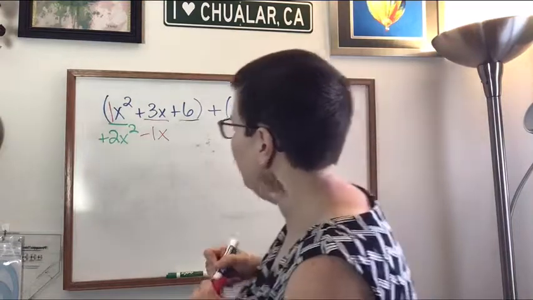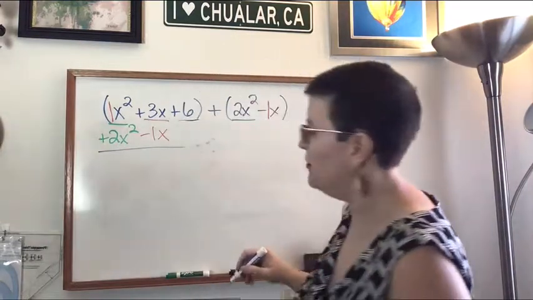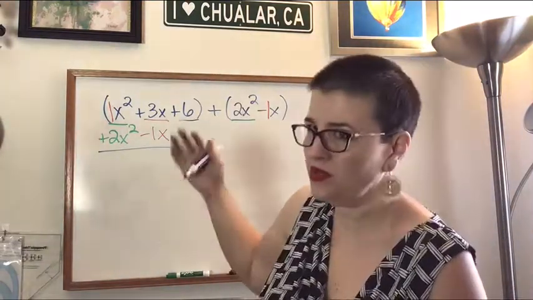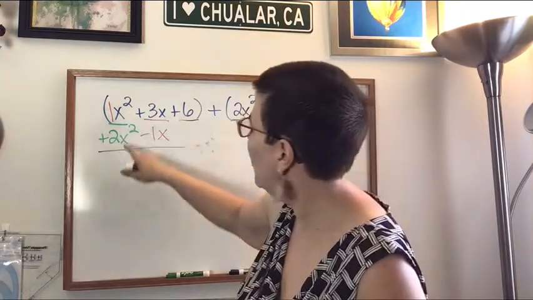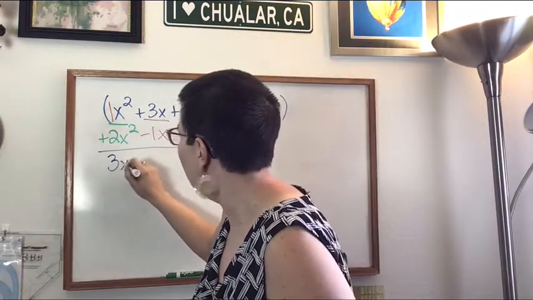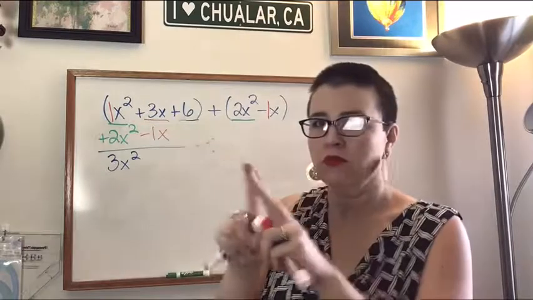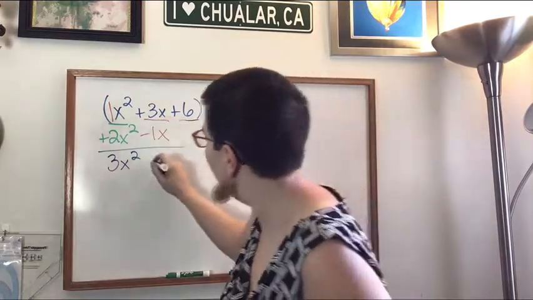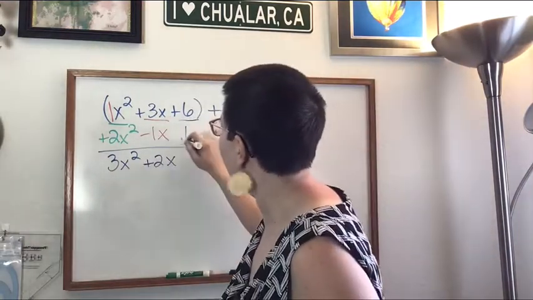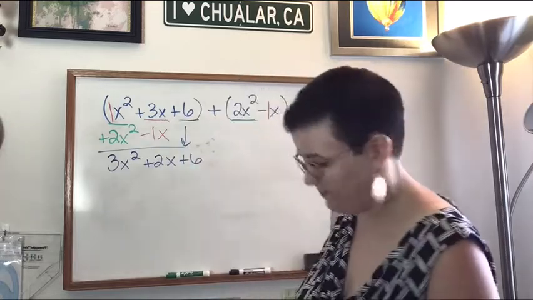All right, and once again, if you don't like the vertical, don't do the vertical. I'm just showing you the vertical because I think for a lot of students that's the one that makes the most sense. 1x squared plus 2x squared gives me 3x squared. I've got 1 and 2. All right, 3 minus 1 is 2, and then that 6 just comes down for the right.